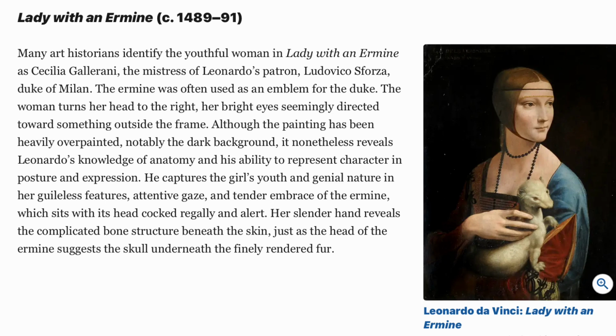And the next famous art is The Lady with an Ermine. Many art historians identify the youthful woman in Lady with an Ermine as Cecilia Gallerani, the mistress of Leonardo's patron, the Duke of Milan. The ermine was often used as an emblem for the Duke. The woman turns her head to the right, her bright eyes seemingly directed towards something outside the frame.